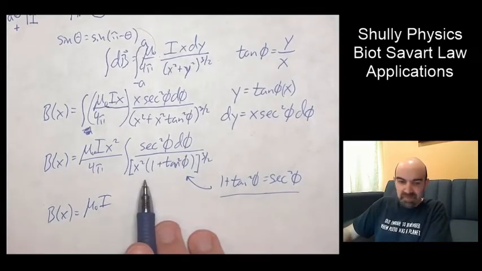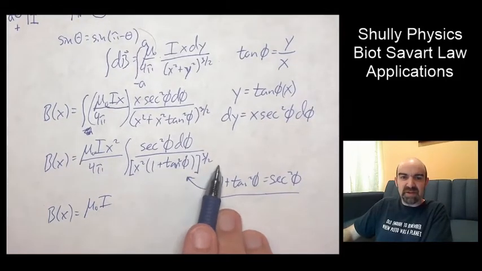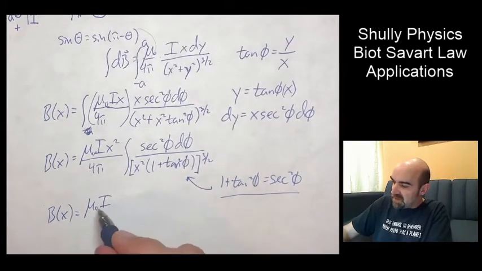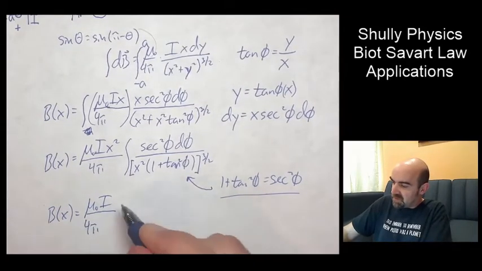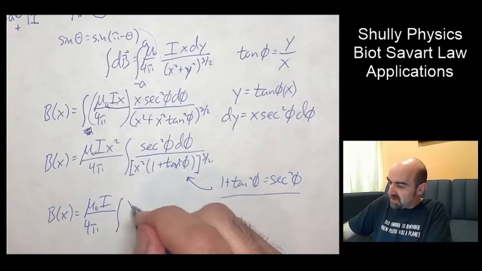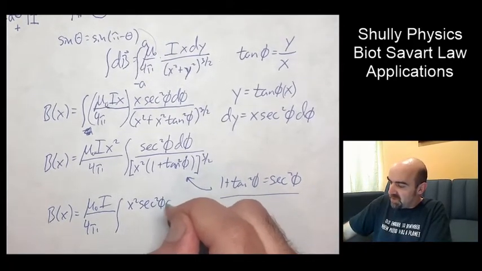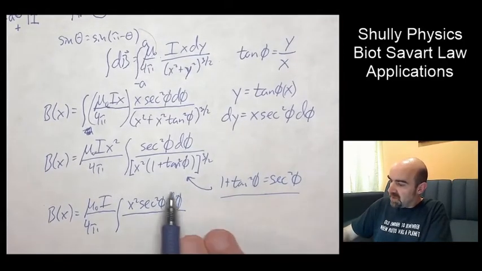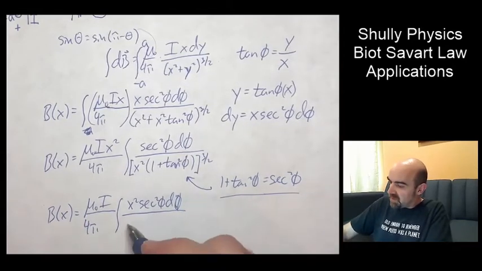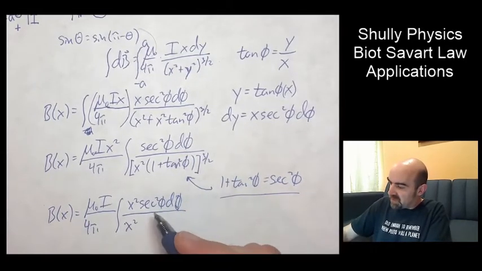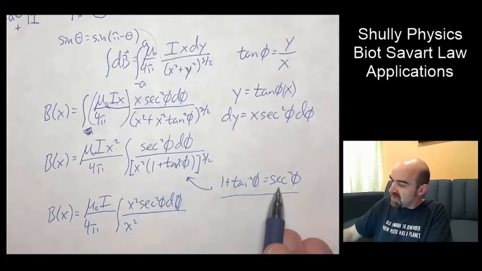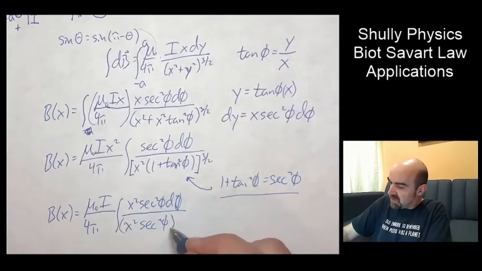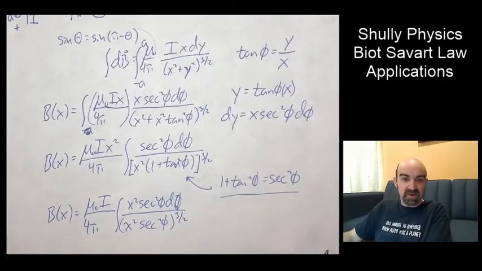Now I see my x squared's over here, and it's probably going to come out with this 3/2, so I'm going to just pop this x squared back into the inside of the integral before I integrate. X squared secant squared phi d phi up top. And on the bottom, we're going to have an x squared times secant squared phi. Can't forget that that's to the 3/2 power.